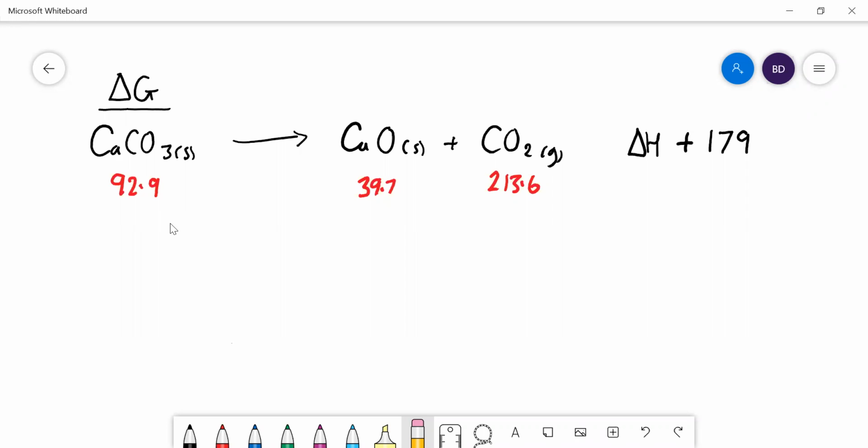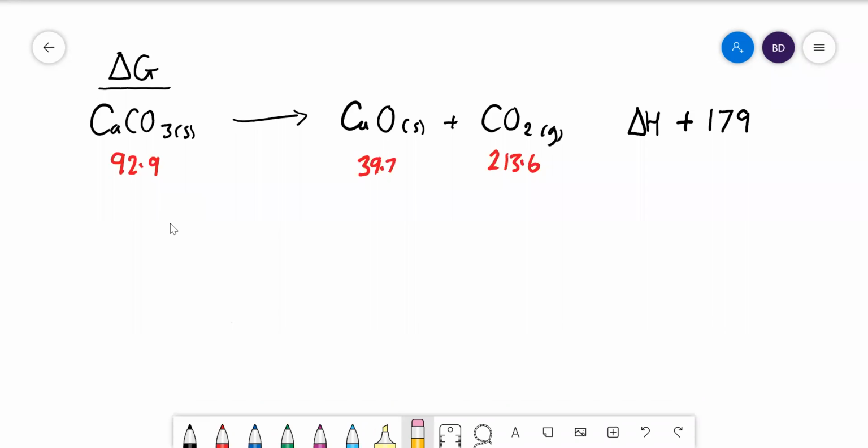Okay, so we are going to look at calculating delta G for another reaction. This one is the thermal decomposition of calcium carbonate, which you probably did in year 8 or year 9 or something. You heat a piece of limestone up with a Bunsen burner and this reaction occurs.